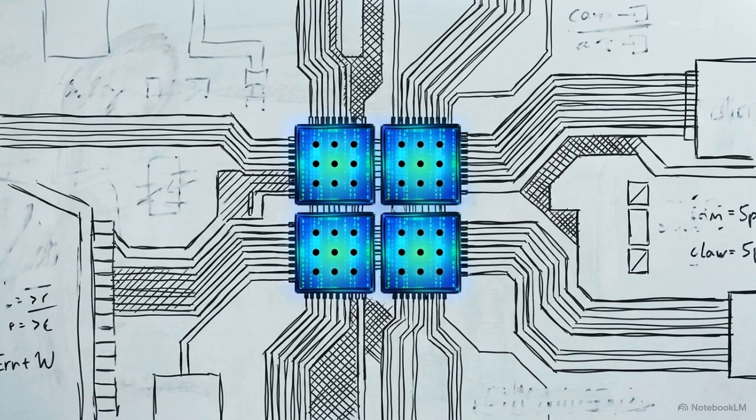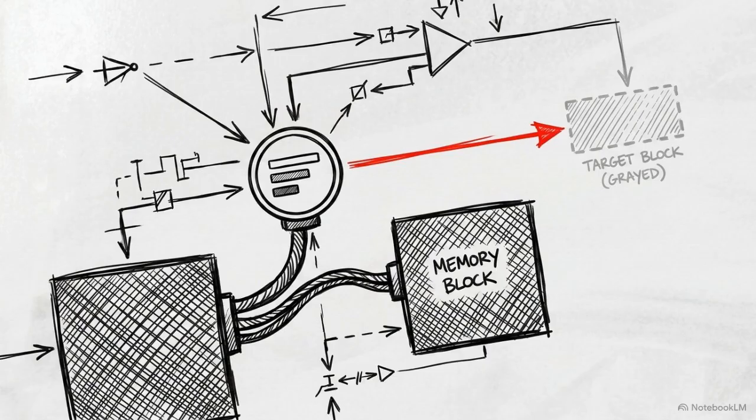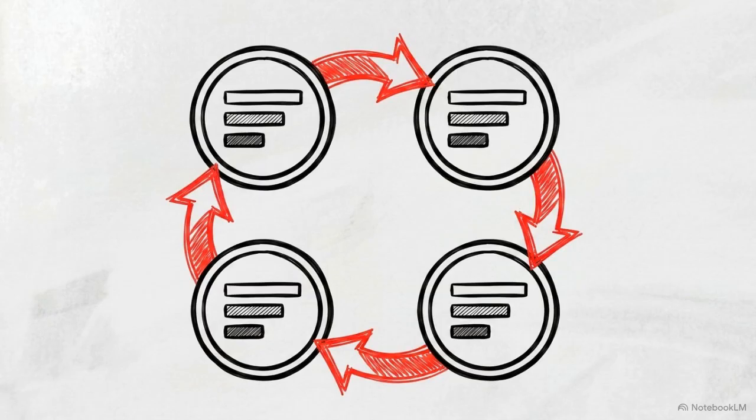This trap requires 4 rigid conditions to happen all at once. First, mutual exclusion, meaning only one process can use a resource at a time. Second, hold and wait, where a process grips one resource while demanding another. Third, no preemption, meaning the OS cannot force a program to let go. And finally, circular wait, where the chain of requests forms that unbroken loop.